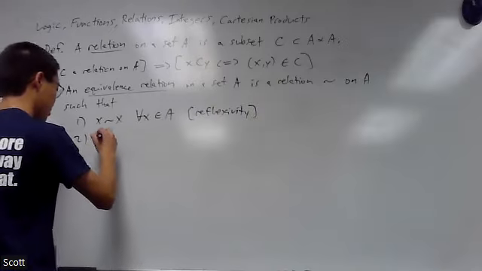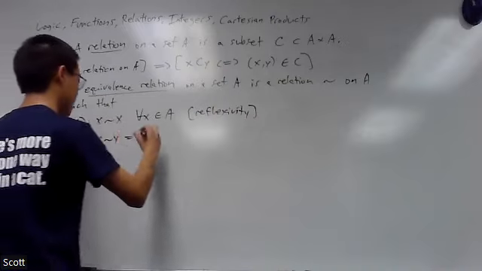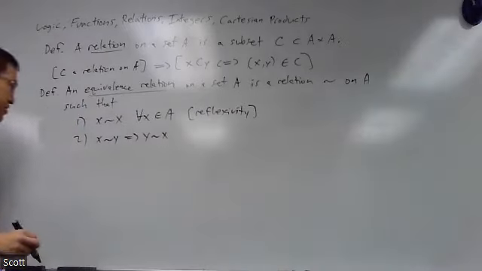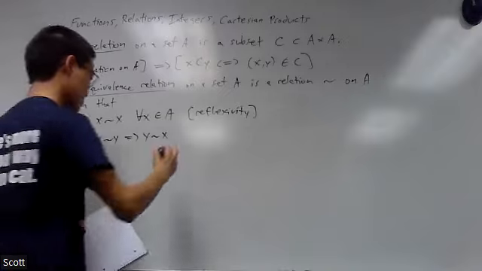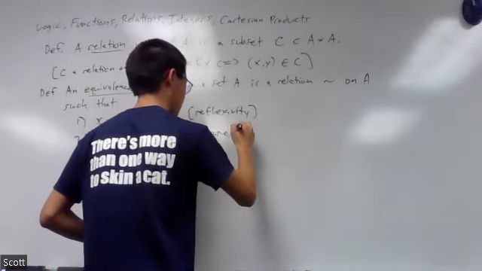Now, if it's true that X is related to Y, we need this, if they are equivalent, to imply that Y can relate to X. We need it to go both ways. And that would be symmetric. So this is symmetry.